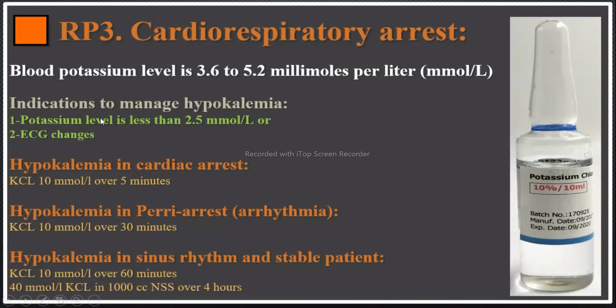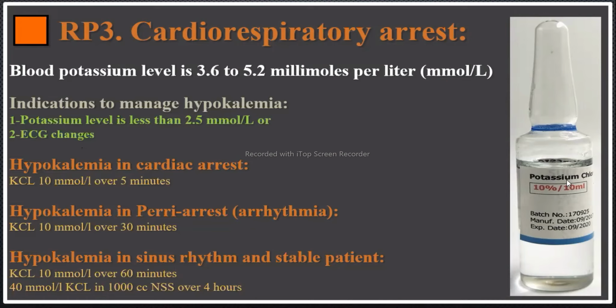So here in treatment of hyper or hypokalemia, we will start by hypokalemia first. So the normal blood potassium 3.6 up to 5.2. So we are talking about if less than 3.5, it means it's hypokalemia. If more than 5.2, it's a hyperkalemia. But when to give management, you have indications. So hypokalemia, potassium level less than 2.5 millimole per liter, or ECG changes.